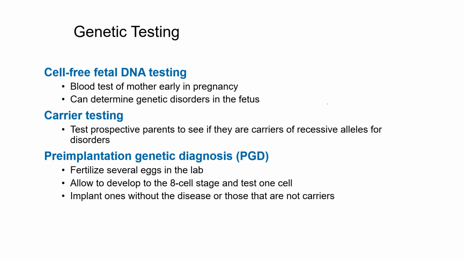So what they'll do is pre-implantation genetic diagnosis. They'll fertilize several eggs in the lab, allow them to develop a little bit to the 8-cell stage, and test one of those 8 cells, and any of the embryos that do not have the disorder they'll implant, because they want to make sure that their child doesn't have that genetic disorder.